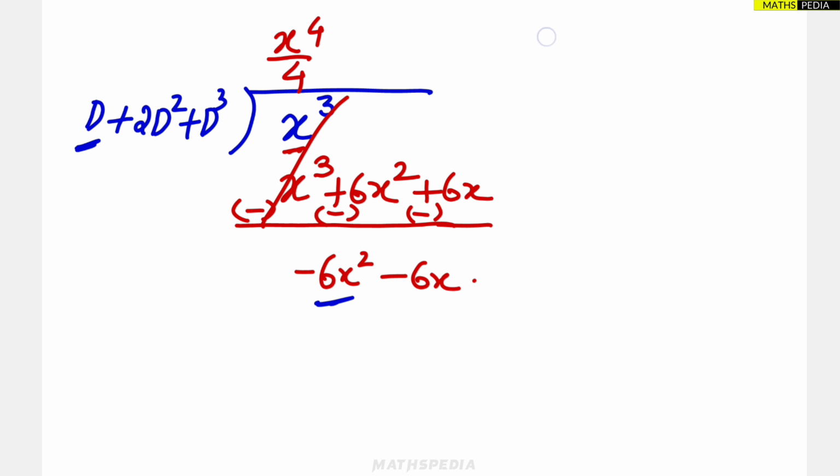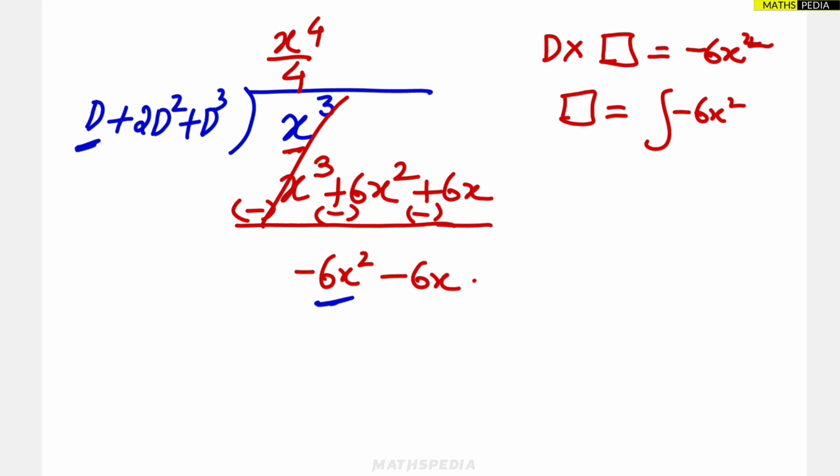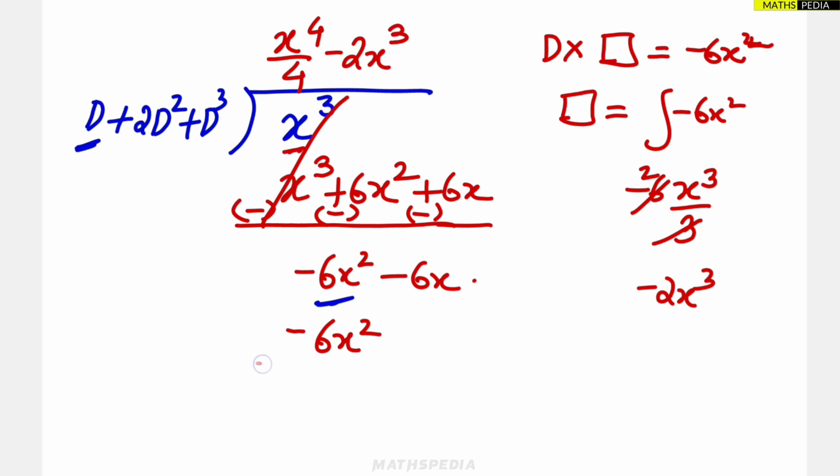Okay. So how to identify? See here. D into what will give me minus 6x square? This is the question, right? So as I said, d will go there. So that element is equal to integration of minus 6x square. So minus 6 outside. Integration of x square will be x cube by 3. 3 and 3 2's are 6, so minus 2x cube will be remaining. Very important, right? So minus 2x cube, if you multiply with d, you will be getting minus 6x square.